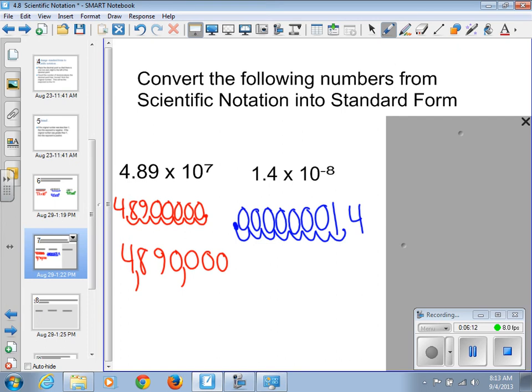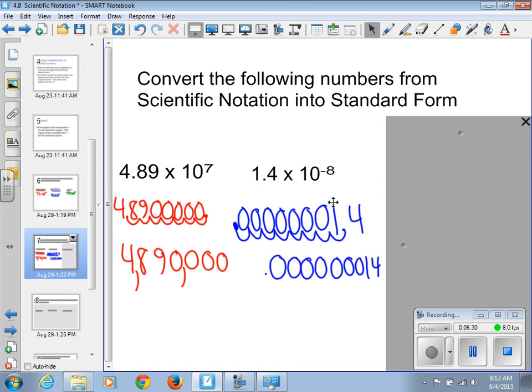So I know that I've told you I don't want to hear the word point in here when describing numbers, but when they're this small, I think I can make an exception. So we have 0.0000000014.